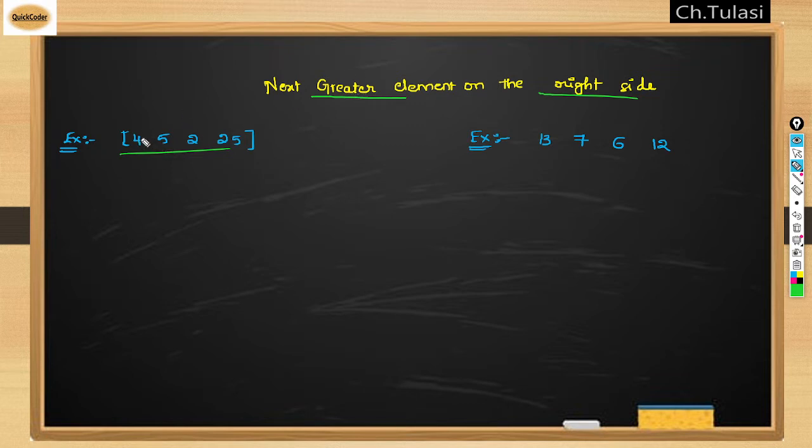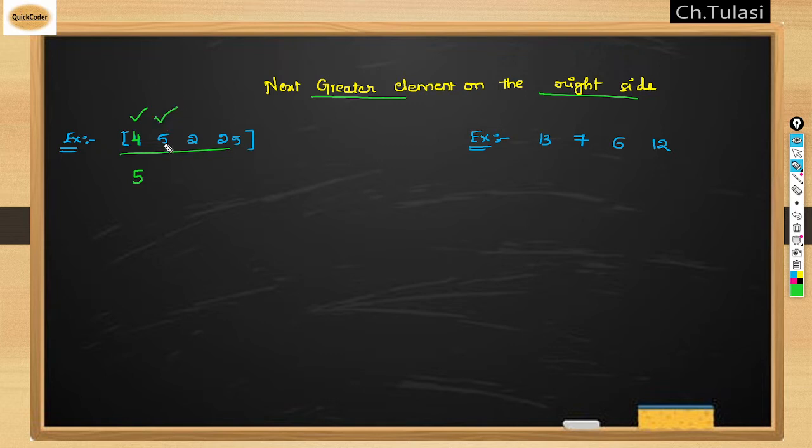Okay, now let us find. For example, if we are here, we have to find the next greater element. After 4, we have two greater elements, 5 and 25. But here we have to print the next greater element, meaning the immediate greater element on its right. So the immediate greater element on its right is only 5.